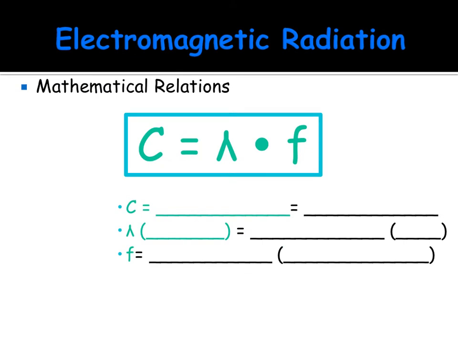So that's great and all, but how are we going to use that in chemistry? Well, you know the language of chemistry is math. So the way we do that is we have a mathematical relationship where C is equal to... who remembers what C is? Speed of light.